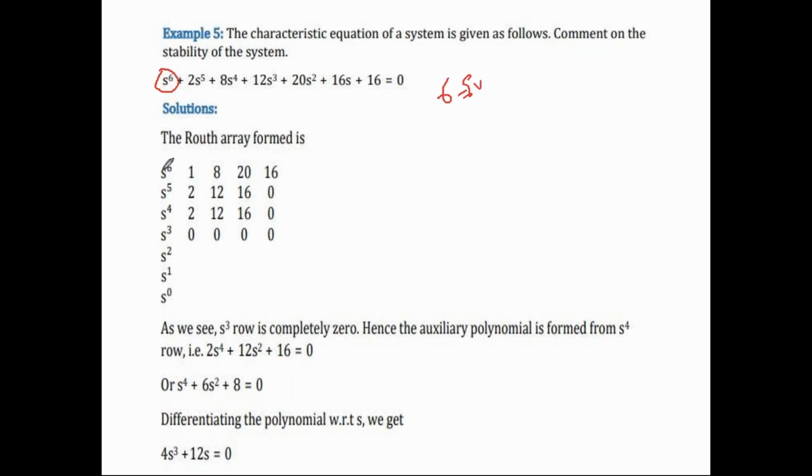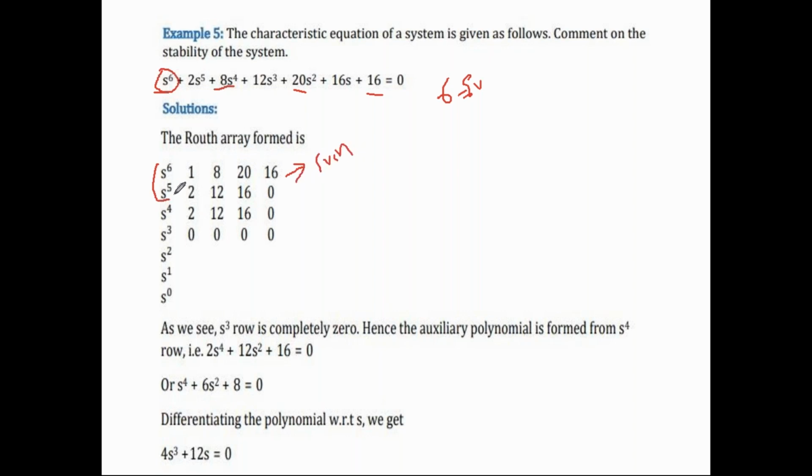Now we have to make the first two rows. The first two rows depend on the characteristic equation, and the remaining rows we can make based on our formula, right? So s power 6 and s power 5. The first row, we have to consider the even coefficients of the characteristic equation. So even coefficients means s power 6, s power 4, s square, and s power 0. So 1, 8, 20, 16. So this is the first row, because the first row is obtained by even coefficients.